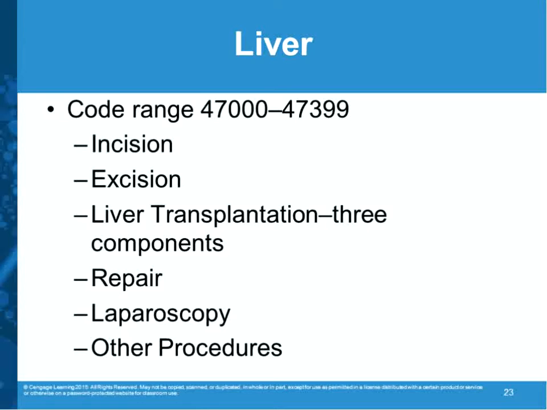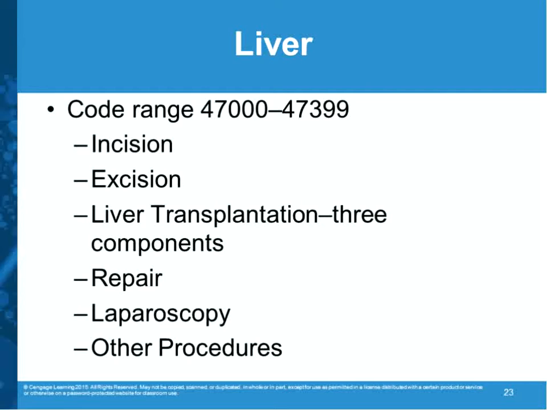Alright? Liver, you have your incision section for your liver. You got a hepatotomy that falls in there, and a laparotomy. Hepatotomy and a laparotomy that falls under your liver in the incision procedure section. Under excision, you have your biopsies and your hepatectomy. And then you have a section for liver transplantation with those three components that we talked about. Your donor, your backbench, and your recipient code. So that's nothing new there.